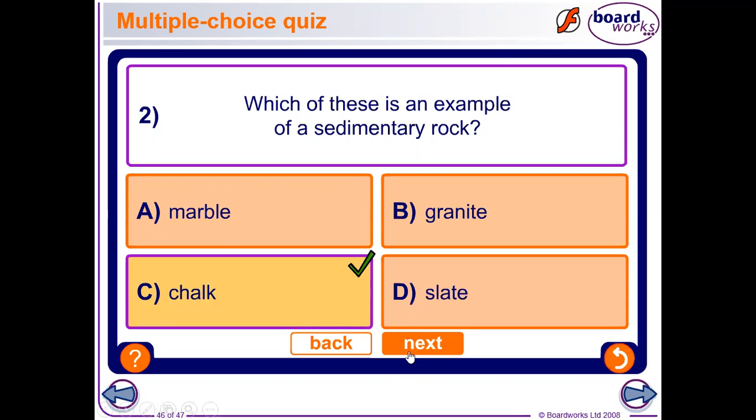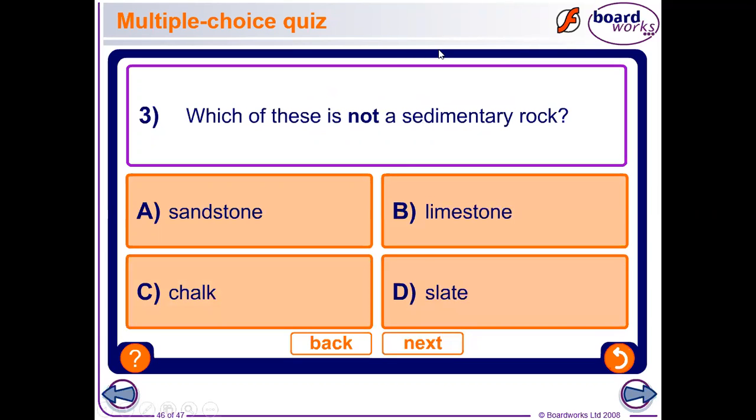Thank you so much, Uday. Marble and slate are both metamorphic rock. Granite is an igneous rock. Well done.